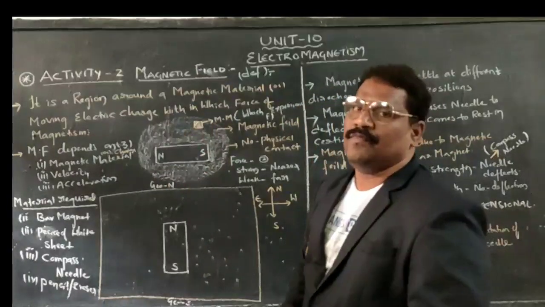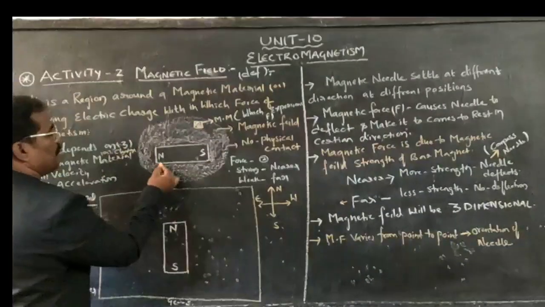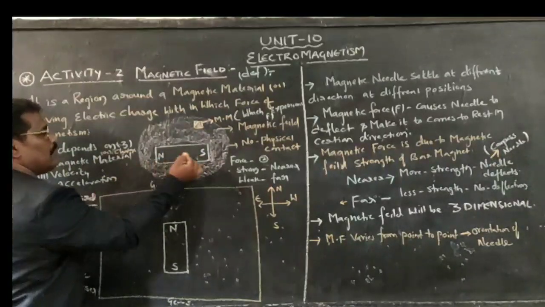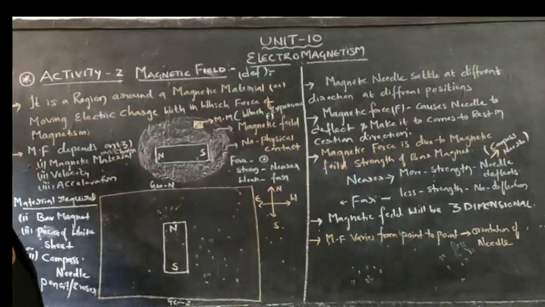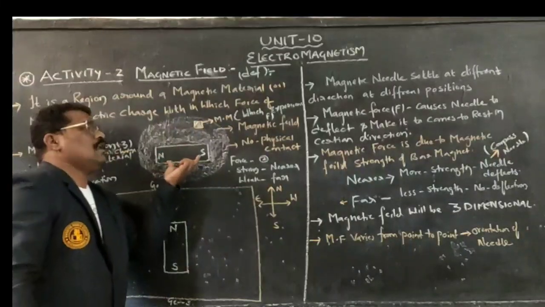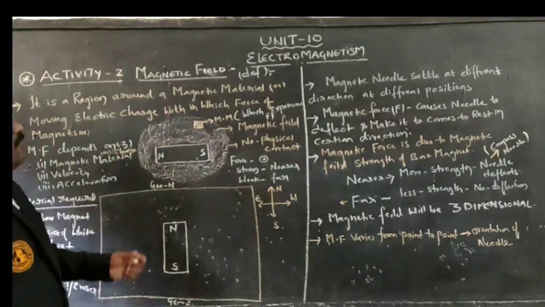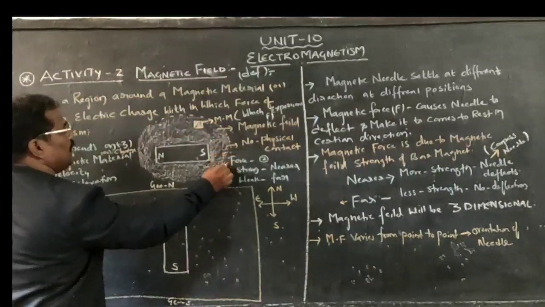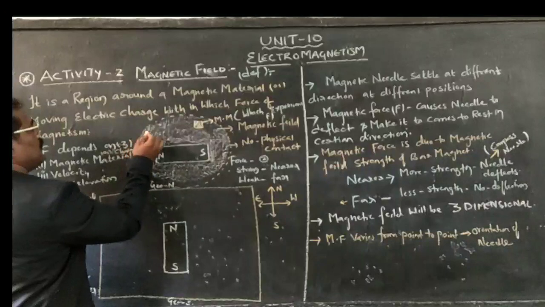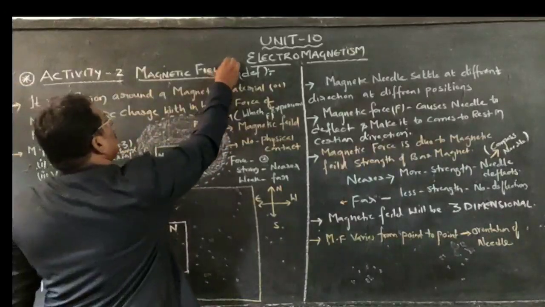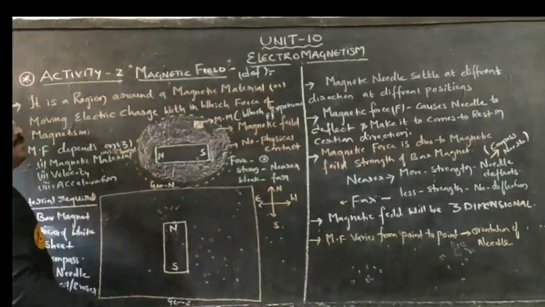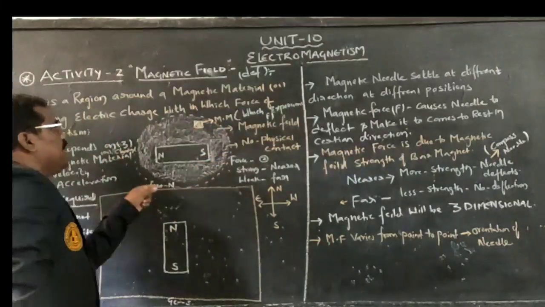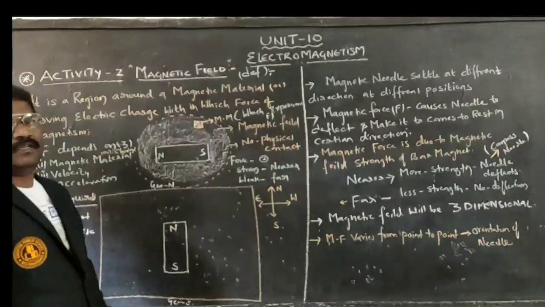What is that particular magnetic field? See here, I have taken a bar magnet, consisting of a north pole as well as a south pole. If I am placing it on a paper, what happens there? Around that particular bar magnet, a certain region will be affected by that field. That field is called nothing but what? Magnetic field.